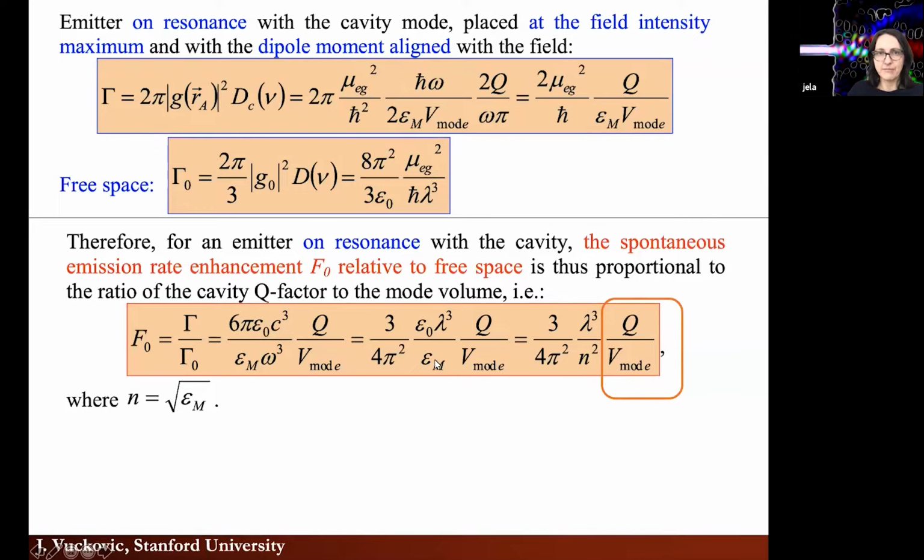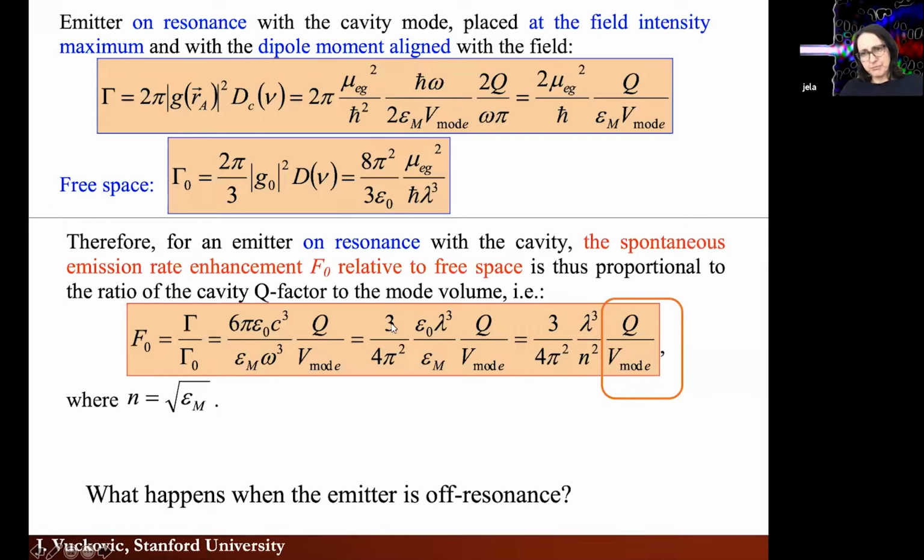You can actually have dramatic spontaneous emission rate enhancement, and we'll see in a moment. This is pretty much the Purcell factor, but there is one extra normalization part that we will add, which depends on the natural environment of the atom.